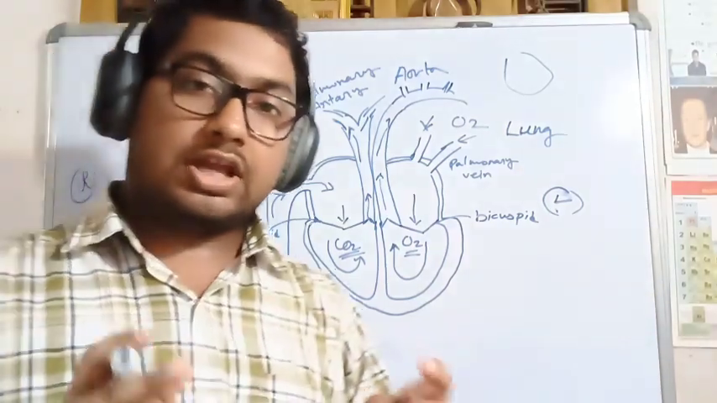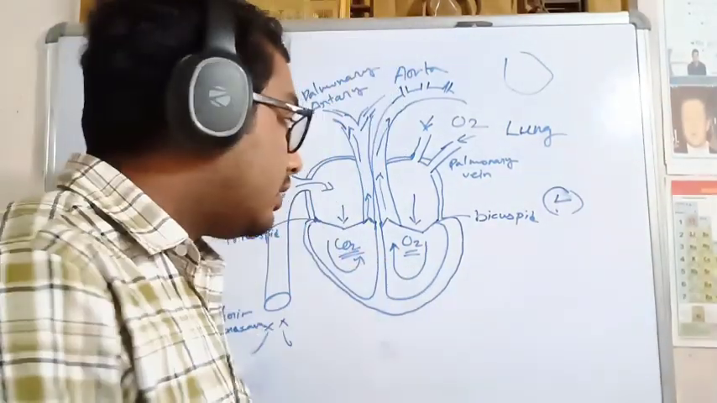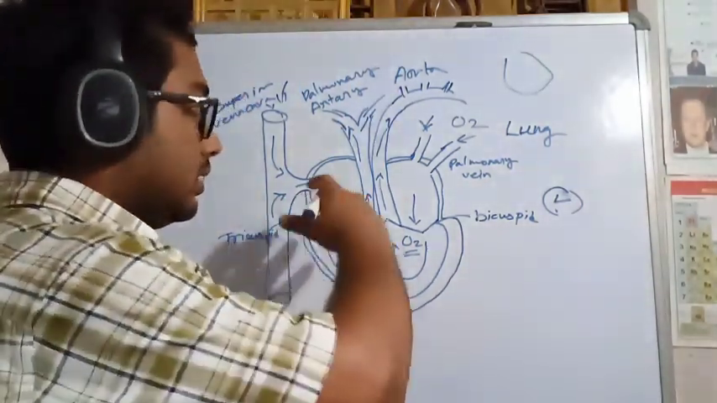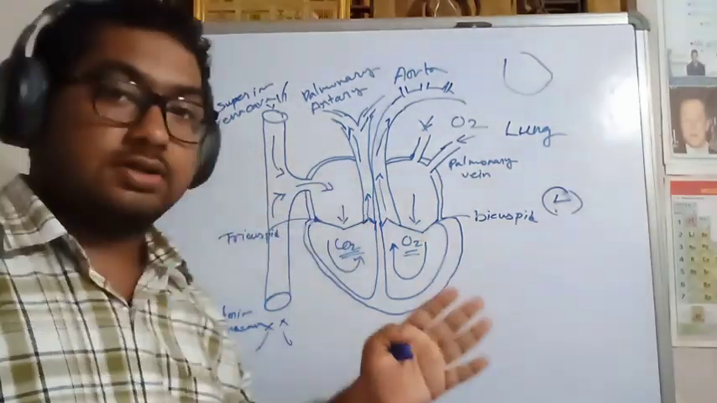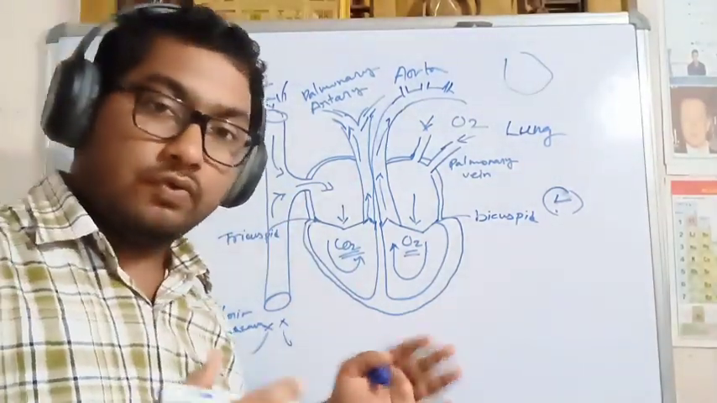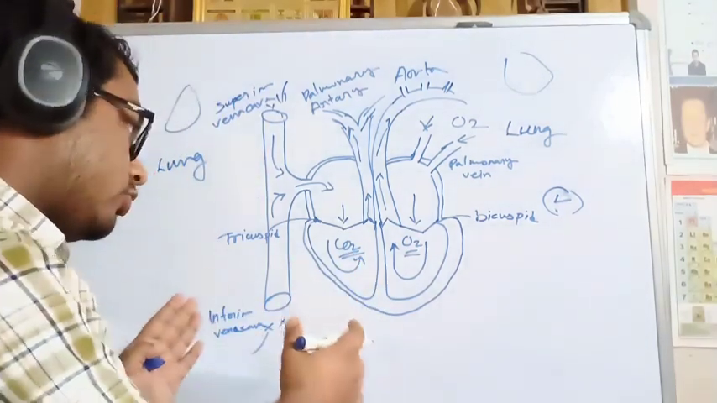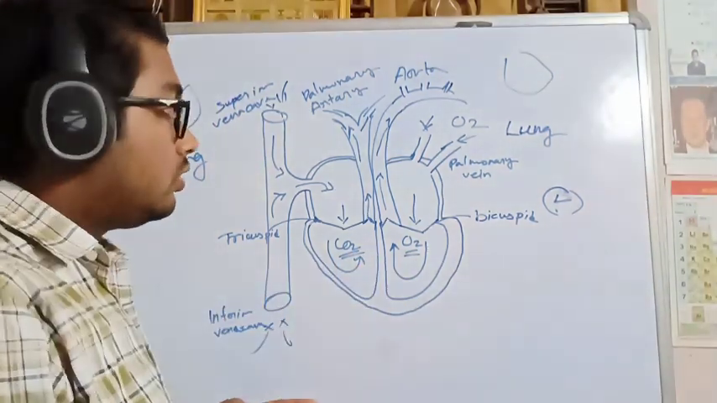Both circulations happen at the same time. That's the basic circulation and anatomy of the heart that I just told you.